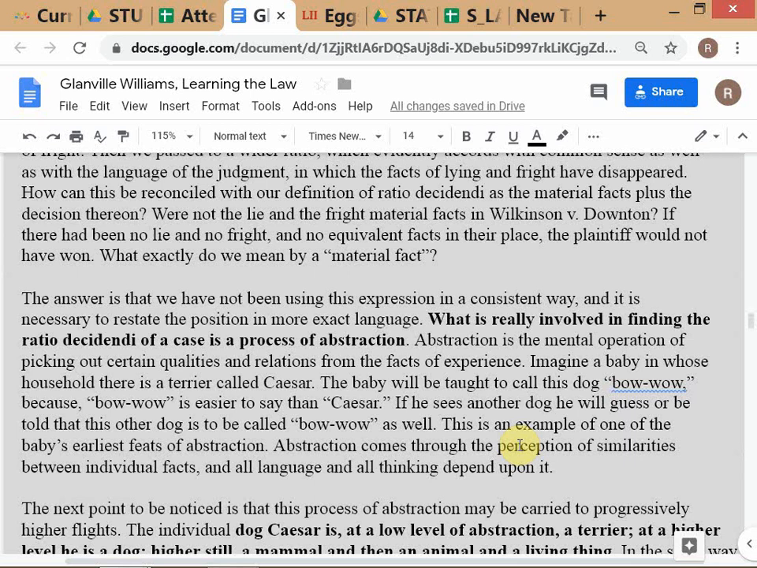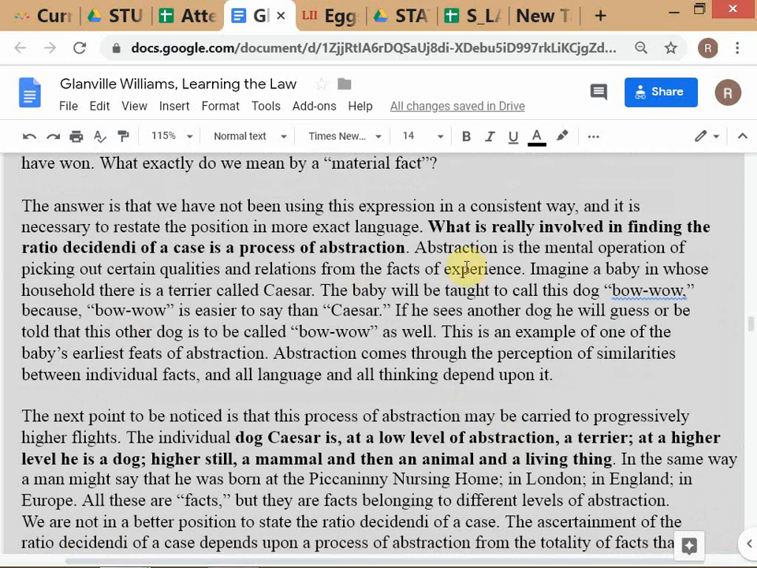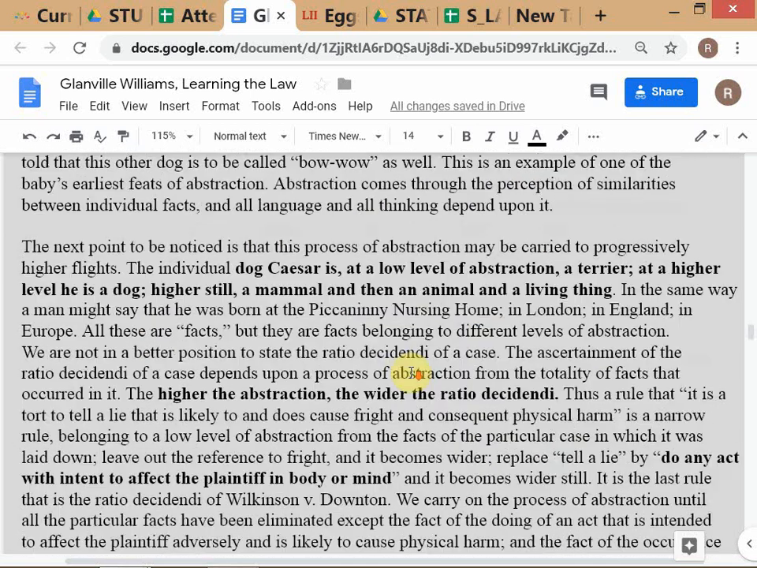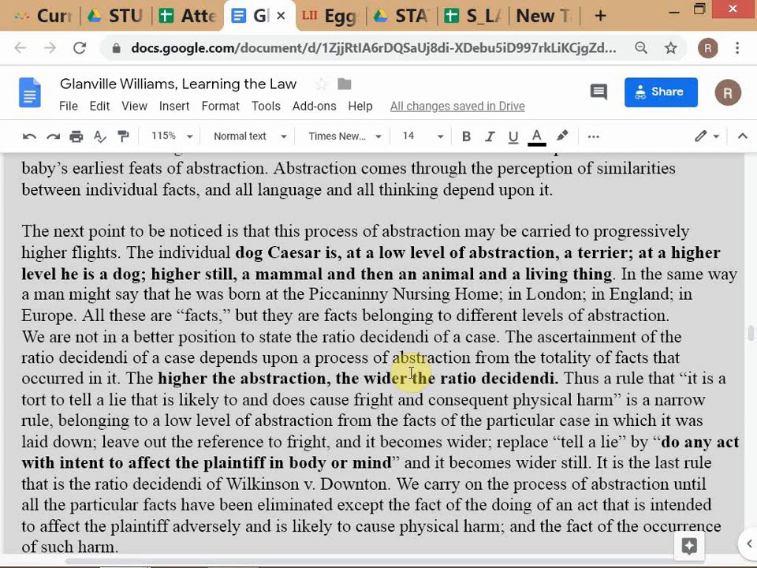And then let's look at this part here. So this process of abstraction, he's given you another example of abstraction. If you look at a dog, it can be seen as a terrier, which is a breed of dog, then it can be a dog, or it could be a mammal, an animal, and so on and so forth. That's what he means by level of abstraction. The higher the abstraction, the wider the ratio decidendi.